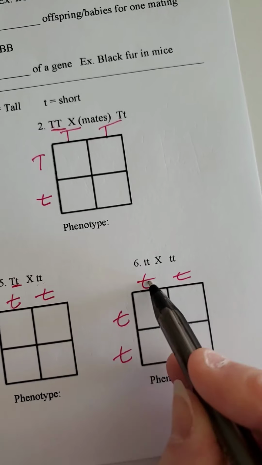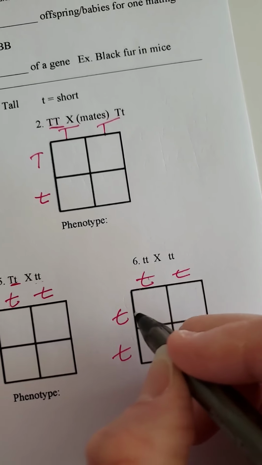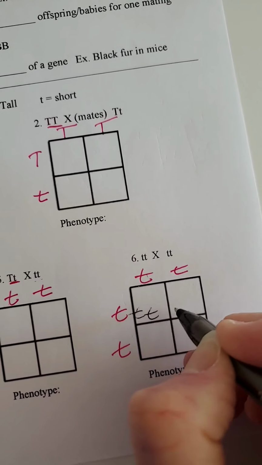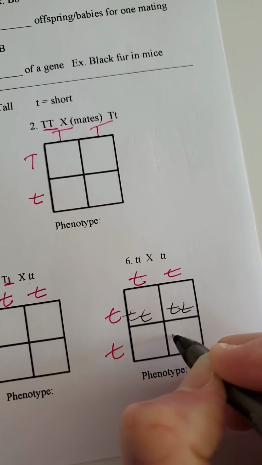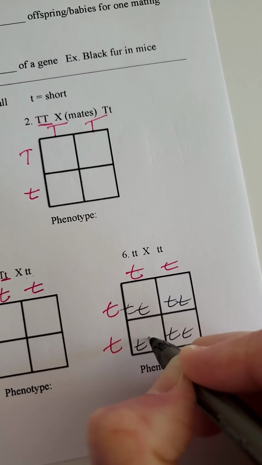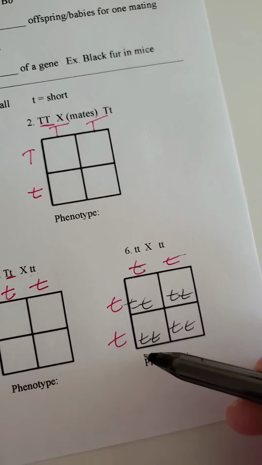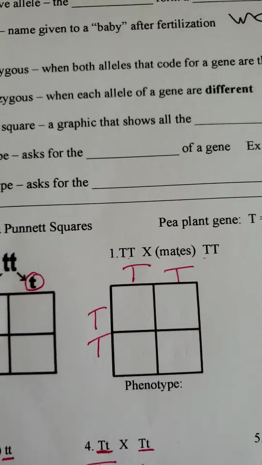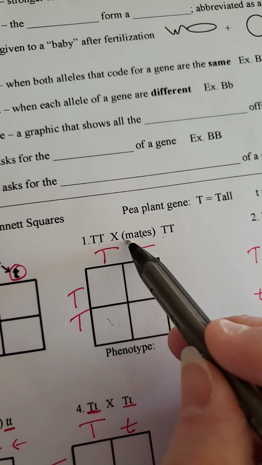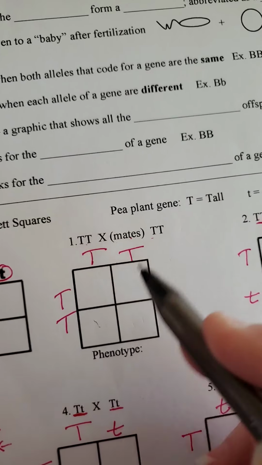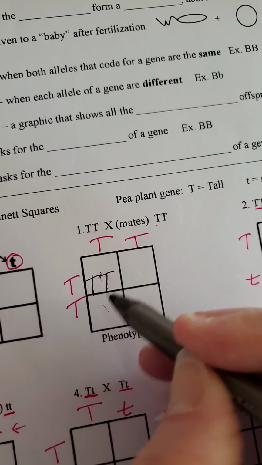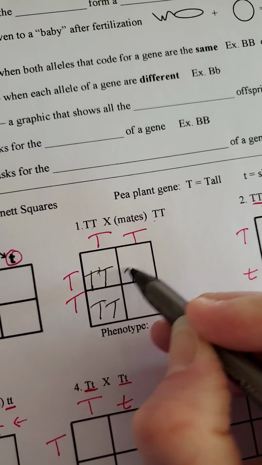We know because there's only little t's involved, every single box has to say little t. So we're just going to fill this one out real quick because there's only little t's there. That's all there is. I'm going to go back up to this one. This one only has capital T's, so it doesn't matter. The only thing that's going to go in the box is capital T's.